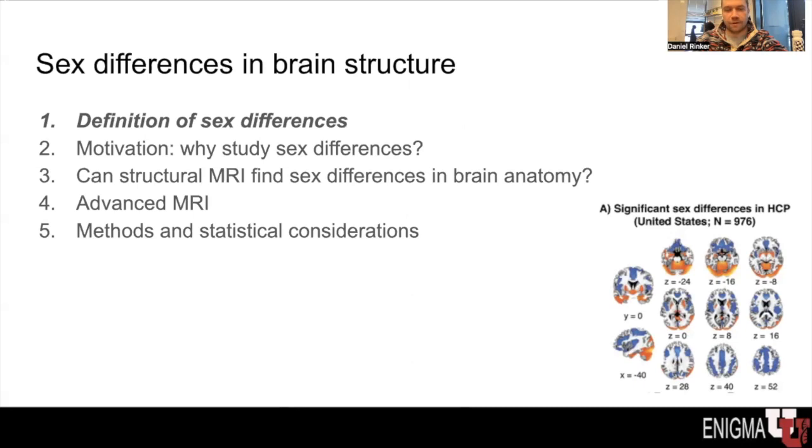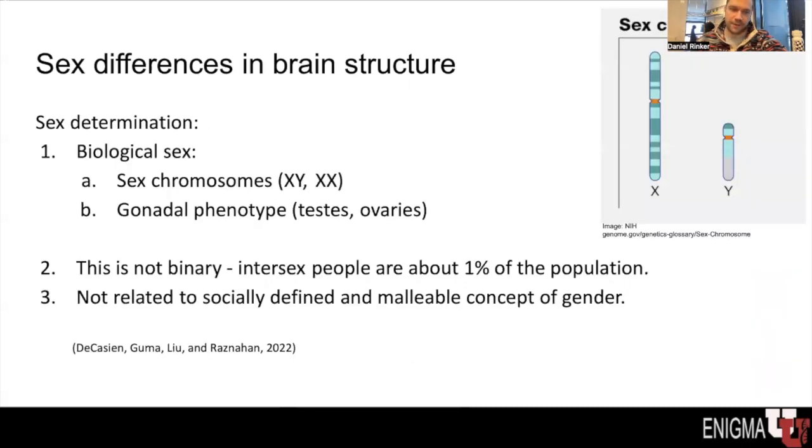So as we get started, let's start with the definition of a sex difference. Scientists use the sex determination of biological sex being sex chromosomes, XY and XX, and gonadal phenotype, testes and ovaries. This is not binary, of course. Intersex people make up about 1% of the population. And this is not related to the socially defined and malleable concept of gender. But this definition allows scientists to perform empirical studies with a tangible definition that represents about 99% of the population.